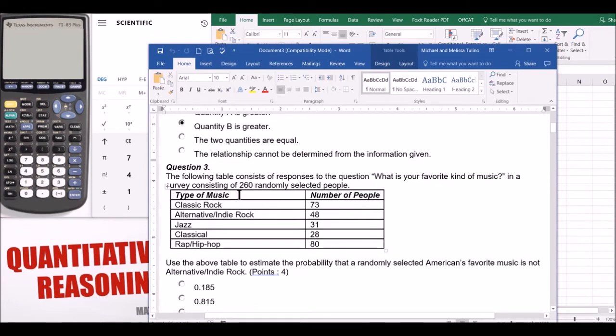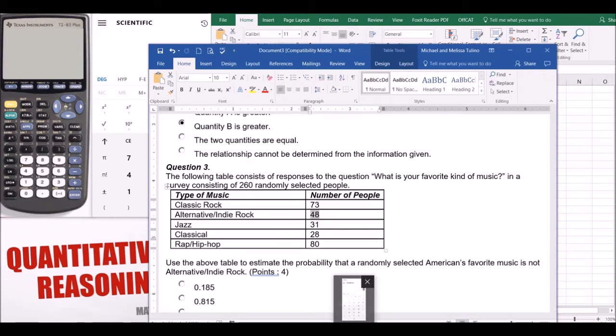Now we have 260 people randomly selected. They were to pick their favorite kind of music. Use the above to estimate the probability of, here's a keyword, not alternative/indie rock. So 48 is alternative indie rock. So we want to know what's not. So we can do one of two things. We can add all the other numbers up, or we can do 1 minus the probability of this.